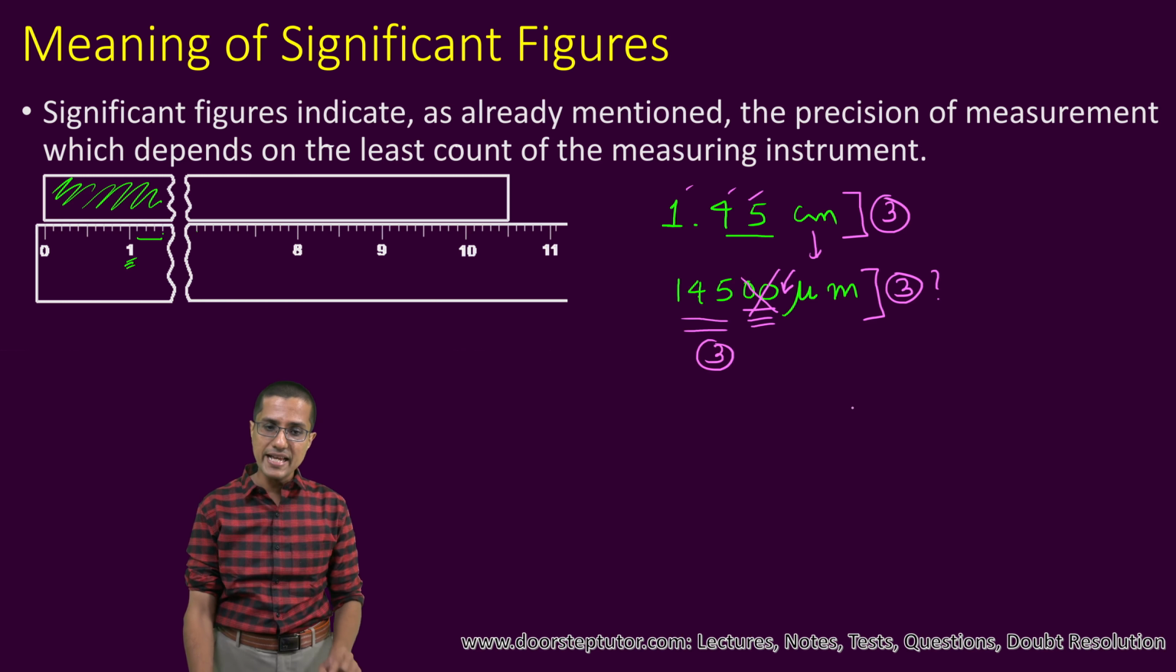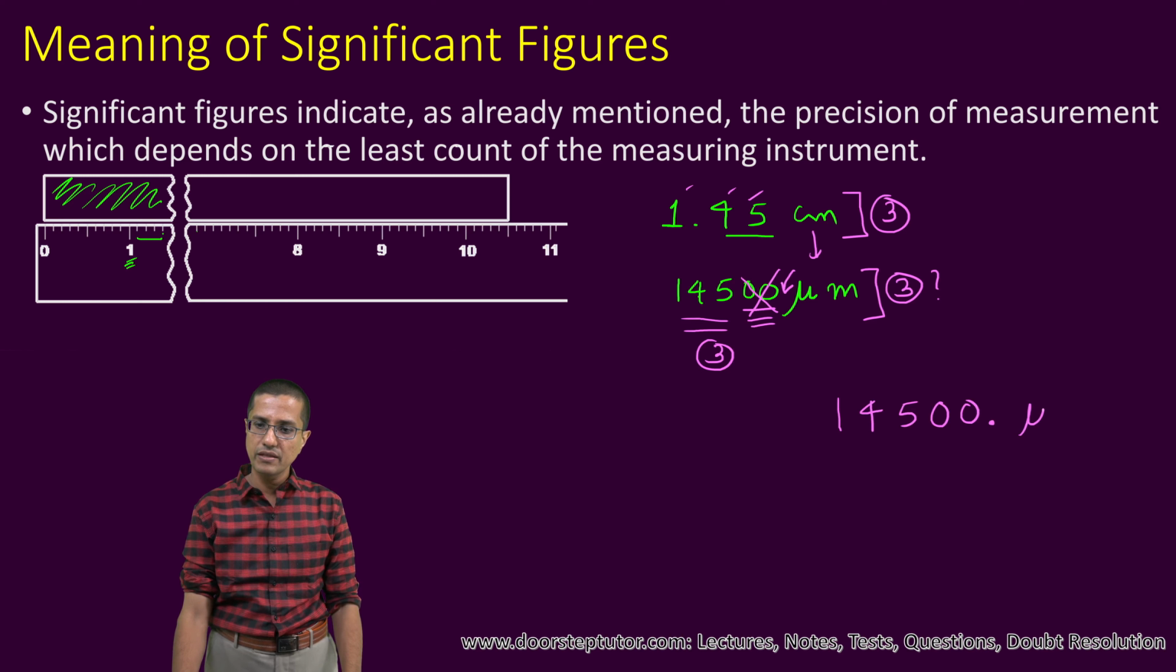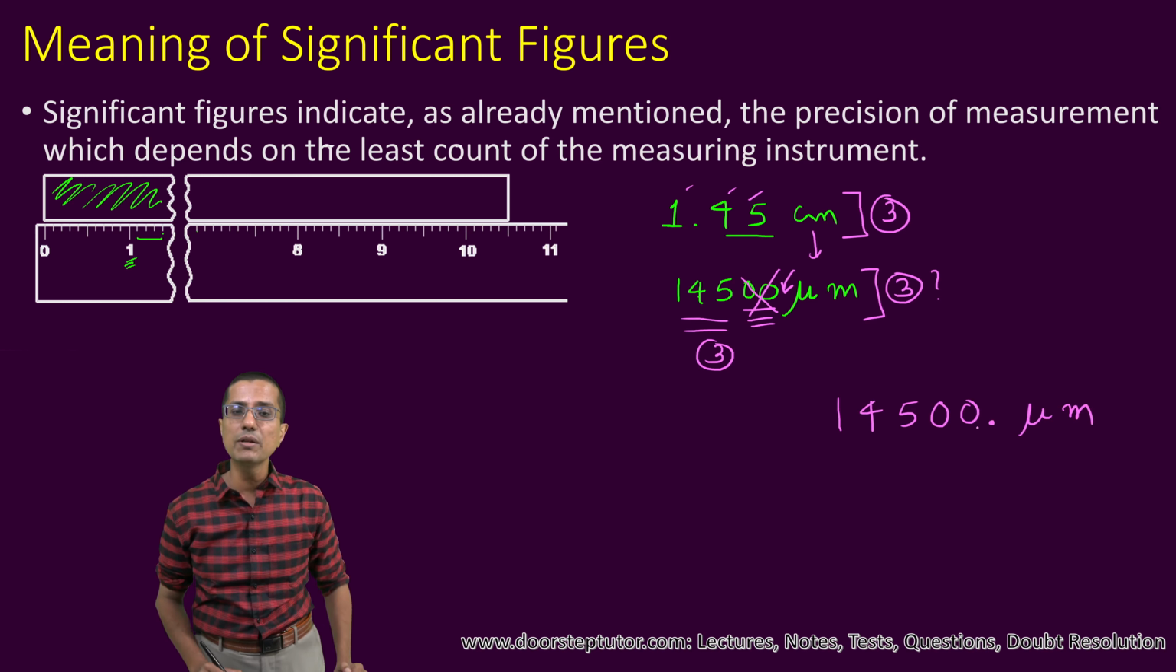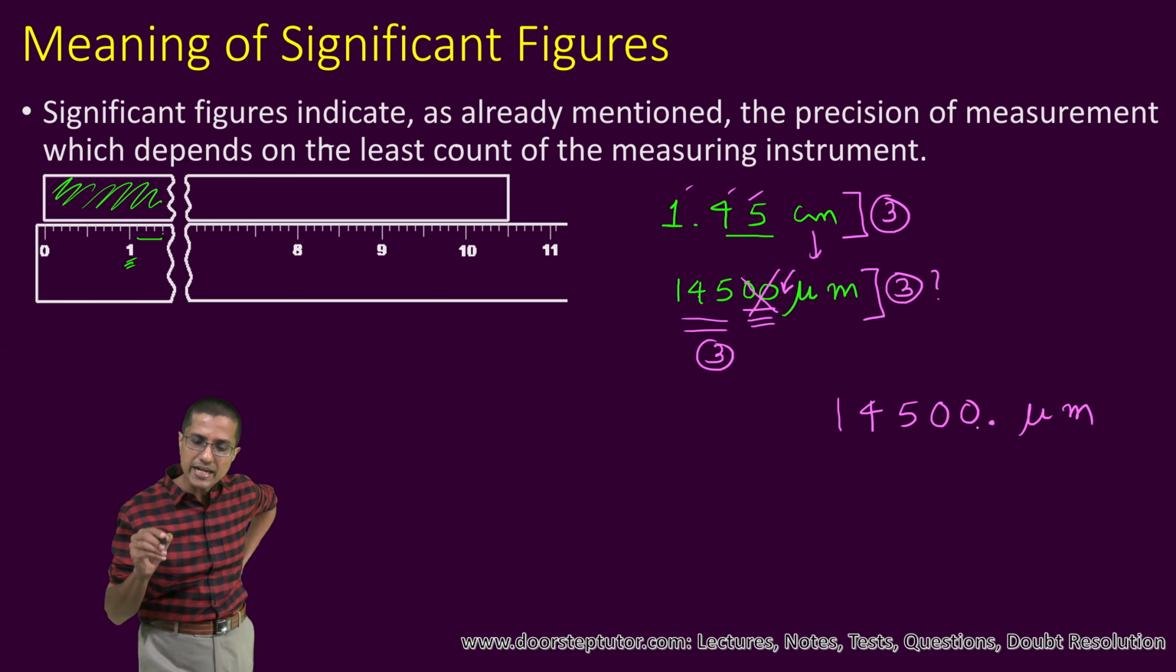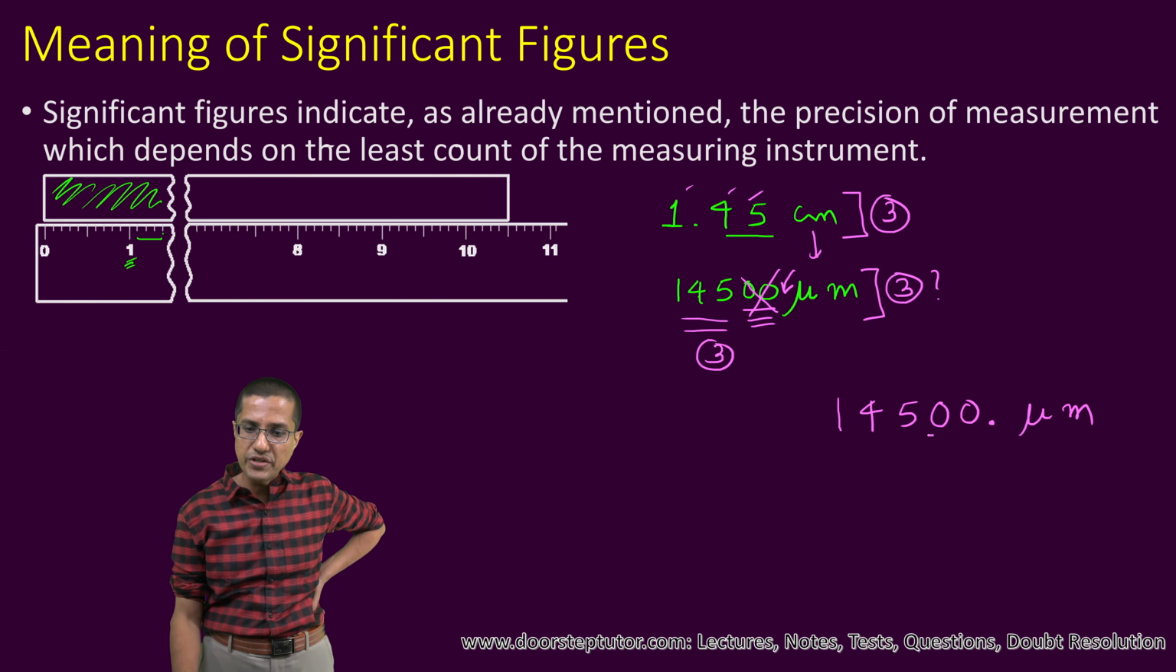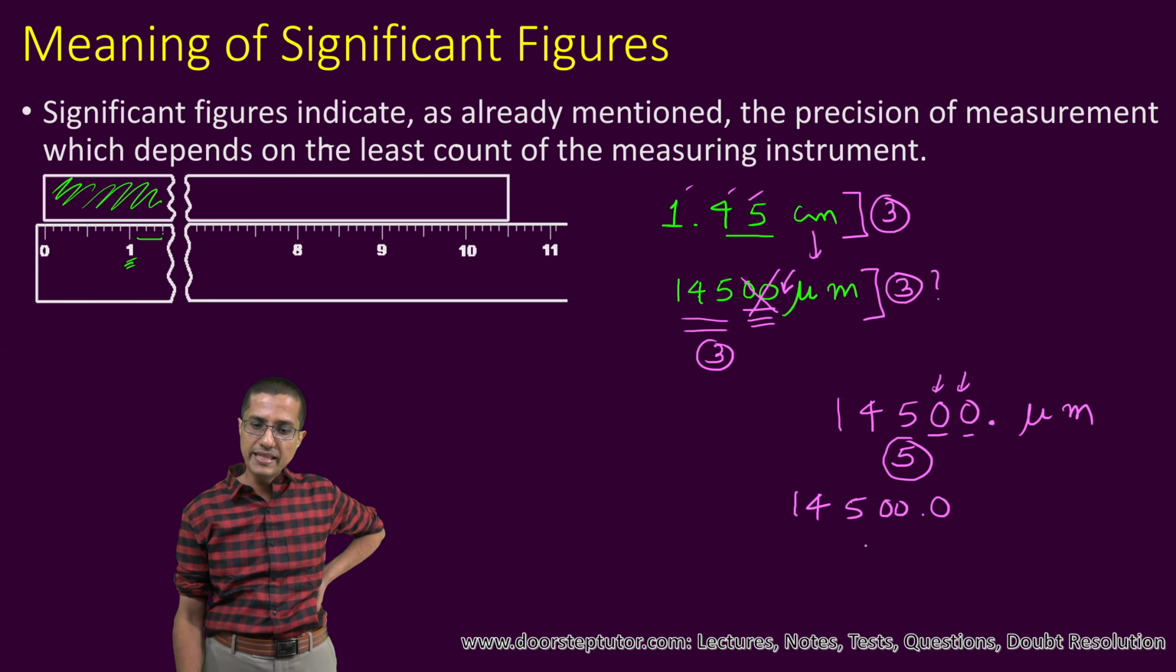Okay. Whereas if I wrote the measurement in micrometers like this, if I put a decimal point here intentionally, then it means that I actually measured these numbers and found them to be 0. I measured these digits and found them to be 0. So this will have 5 significant figures. Now, if I wrote a number like this, then this in turn would have 6 significant figures. 4, 5, 6 significant figures.